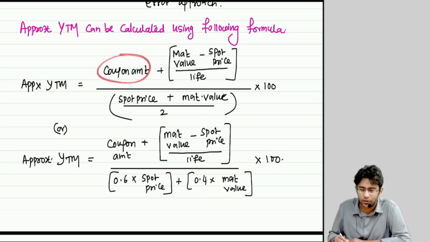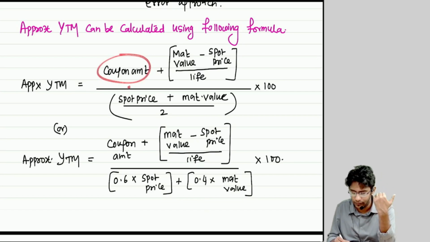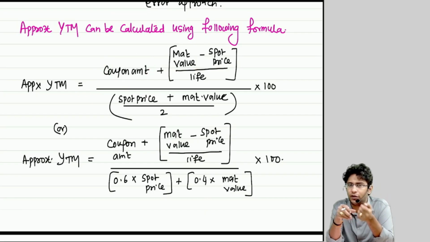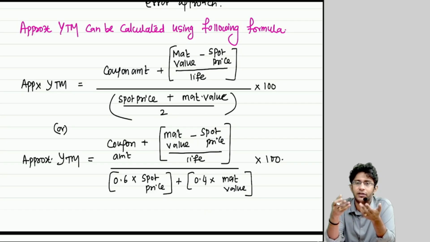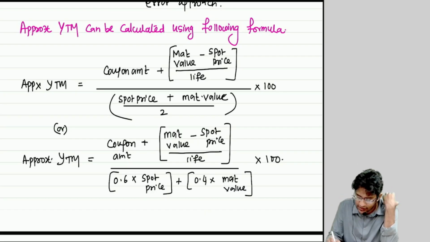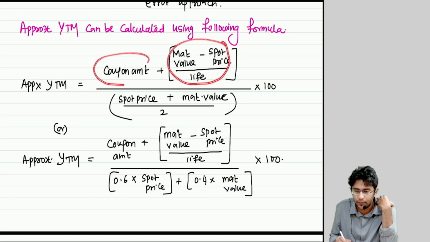This is coupon amount, every year cash inflow. What is this numerator here? A double numerator. Maturity value minus spot price, what is the meaning? I purchase the bond, let's say at 950 rupees. Maturity value is 1000 rupees. How much capital gain? 50 rupees over a period of 5 years. And the per annum capital gain is how much? 10 rupees. So this is per annum capital gain, and this is per annum coupon amount.